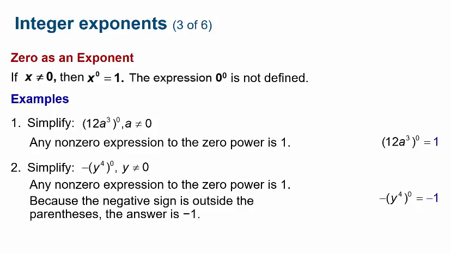Okay, so let's simplify these. The first one is in parentheses, 12a to the third power, all raised to the 0 power. Remember, it doesn't matter what the expression is, anything raised to the 0 power is 1. So this whole expression is just equal to 1. For this one, note the negative is outside the parentheses: negative, y to the fourth, all to the 0 power. Anything raised to the 0 power is 1, so because the negative sign is outside the parentheses, we negate the final answer, and it's equal to negative 1.